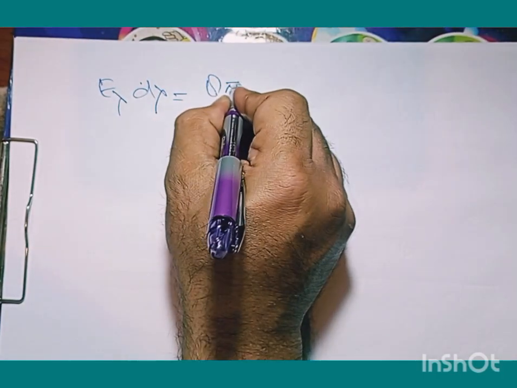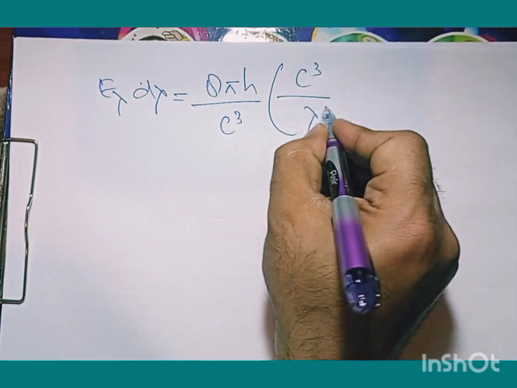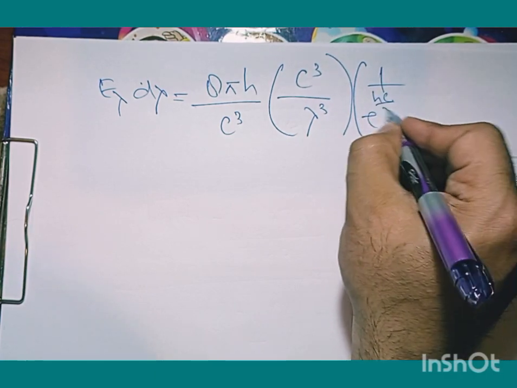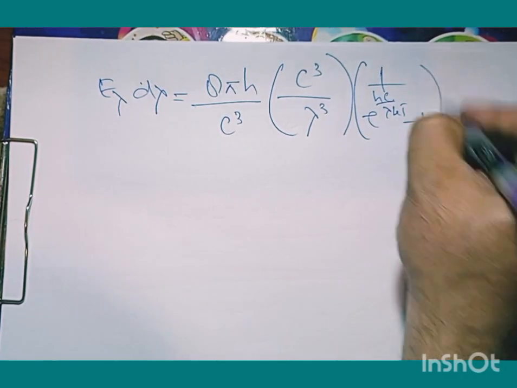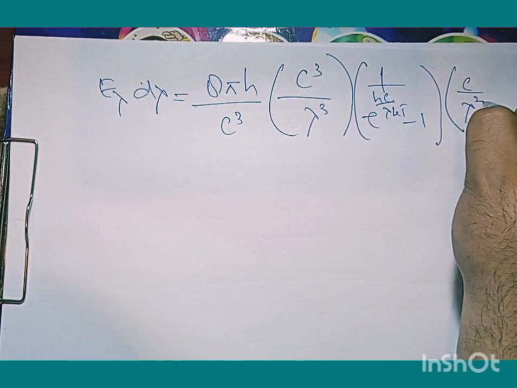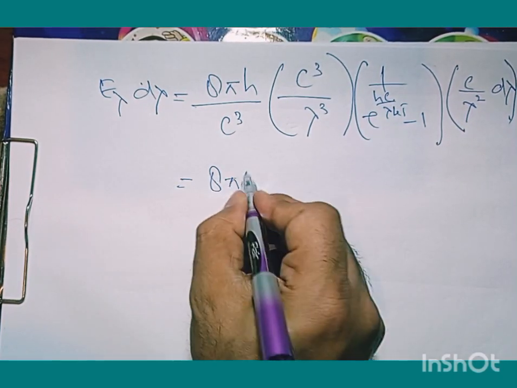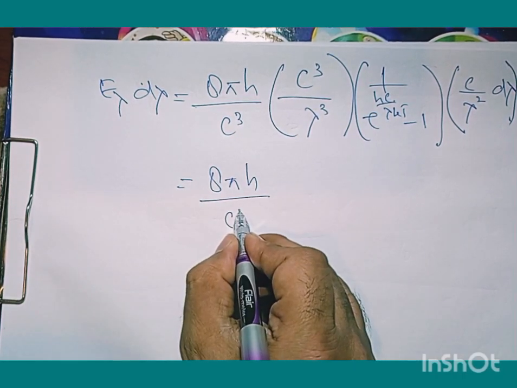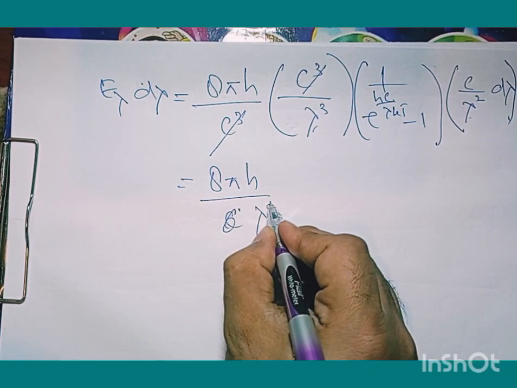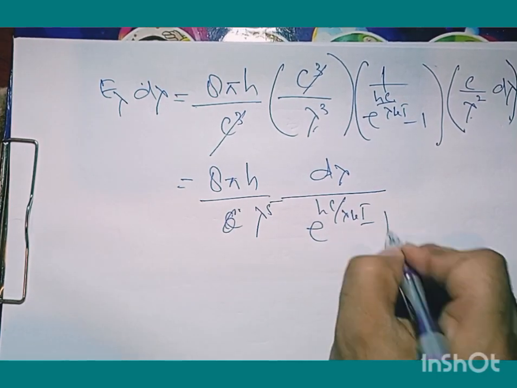That will be 8 pi h by c cube times c cube by lambda cube times 1 by e to the power of hc by lambda kT minus 1. And then for d nu, we will use c by lambda square, because we'll be using only the magnitude, d lambda. So we will have the final equation: 8 pi h by c cube, and c cube will go. So lambda cube will give me lambda raised to the power 5. d lambda will be on the top, over e to the power of hc by lambda kT minus 1.